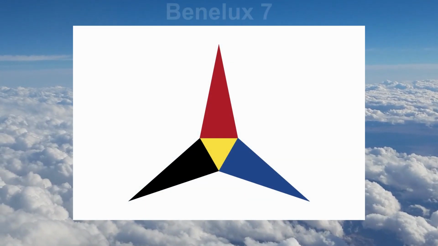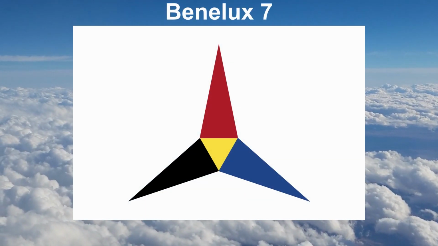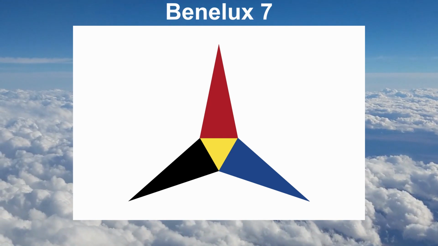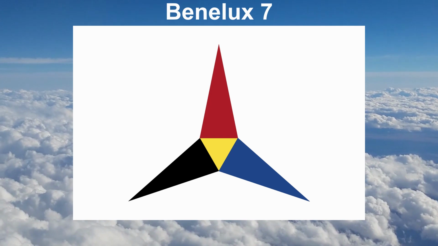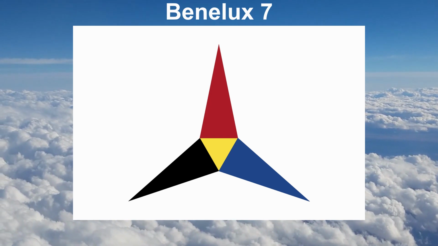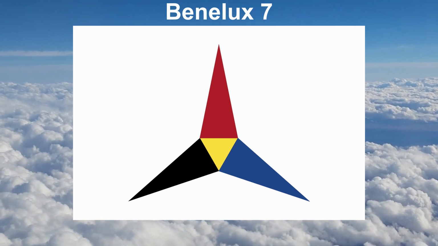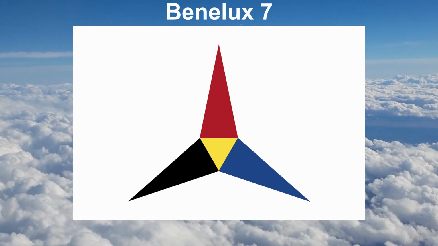Next is entry 7. The 3-pointed star design represents the fact that Benelux is made up of 3 nations. It also resembles the blades of a modern wind turbine, and the region is famous for the use of wind power through the historical use of windmills. The 5 colors of the flag are the 5 colors seen on the national flags of the 3 countries.